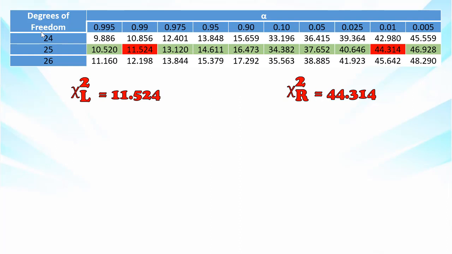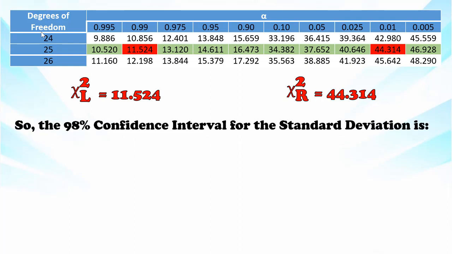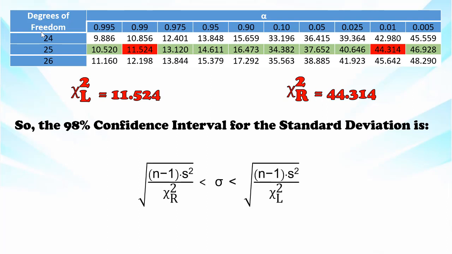So now we've found our 2 critical values, but we want to go further. So now we want to find the actual confidence interval. And we have our formula. Remember, sigma is right in the middle of 2 fractions that are underneath square roots. So sigma is between the square root of (n minus 1) times s squared over chi-square R and the square root of (n minus 1) times s squared over chi-square L. And again, the right-hand critical value is on the left of the formula. The left-hand critical value is on the right of the formula.